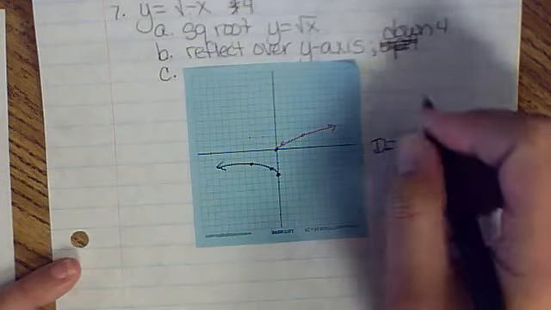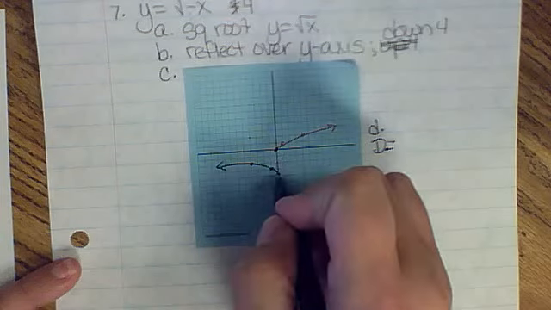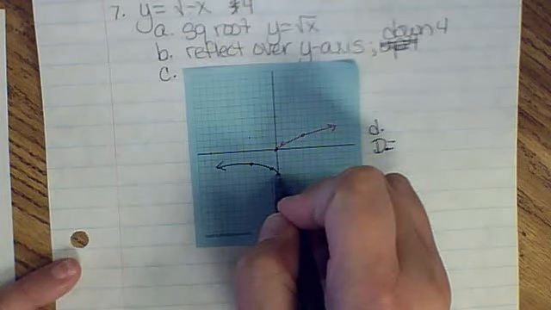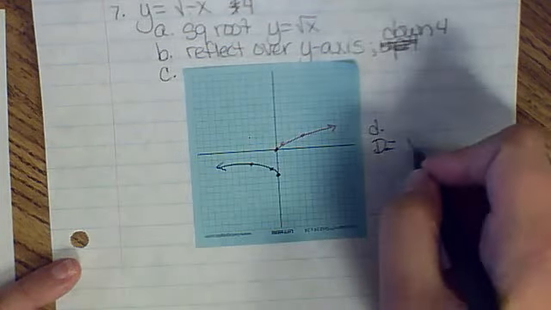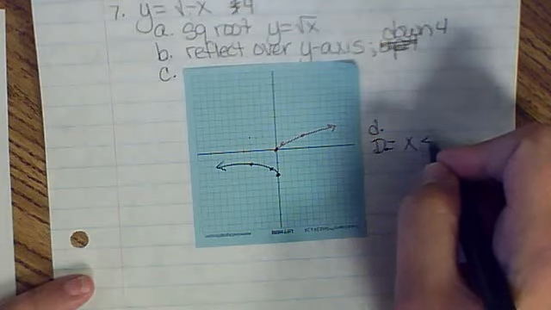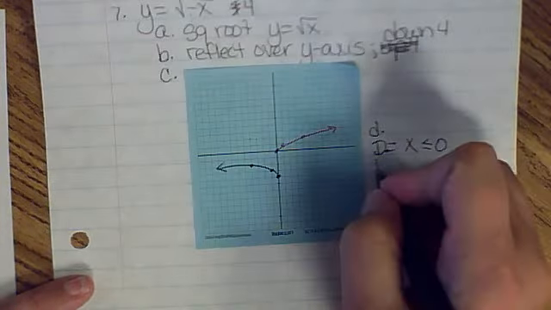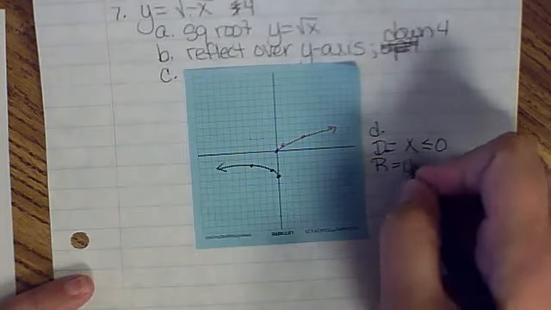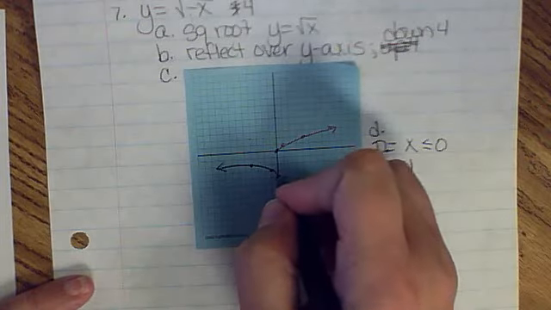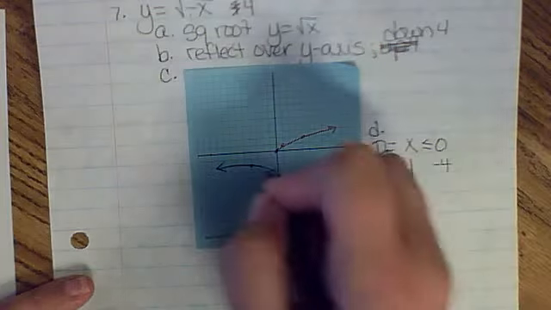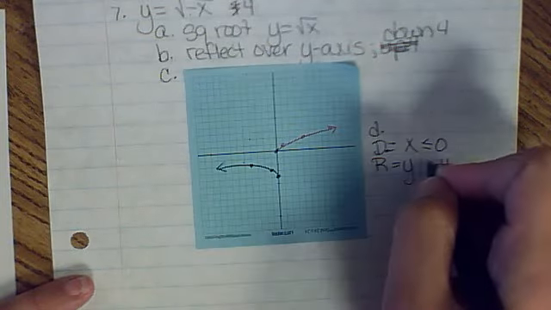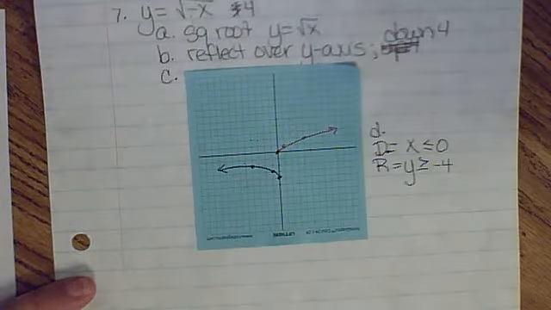For domain and range, the domain starts at 0, and this time it goes toward the negative. So that means that x has to be less than or equal to 0, because the negatives are less than 0. The range has to be y, and the range starts at that negative 4, and the y's are getting bigger, so y is greater than or equal to negative 4.